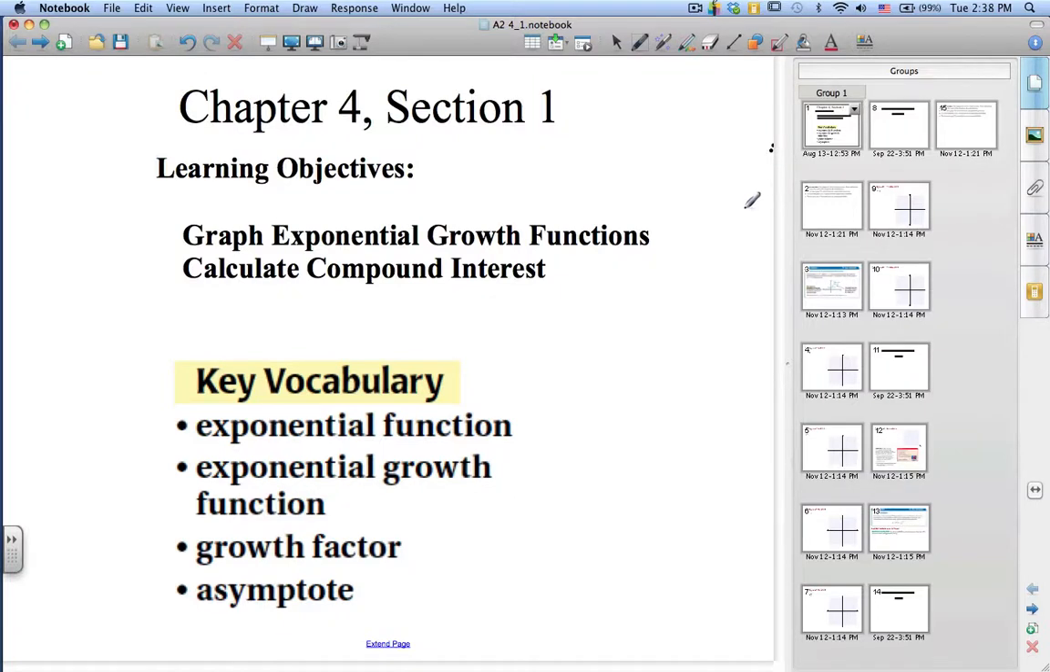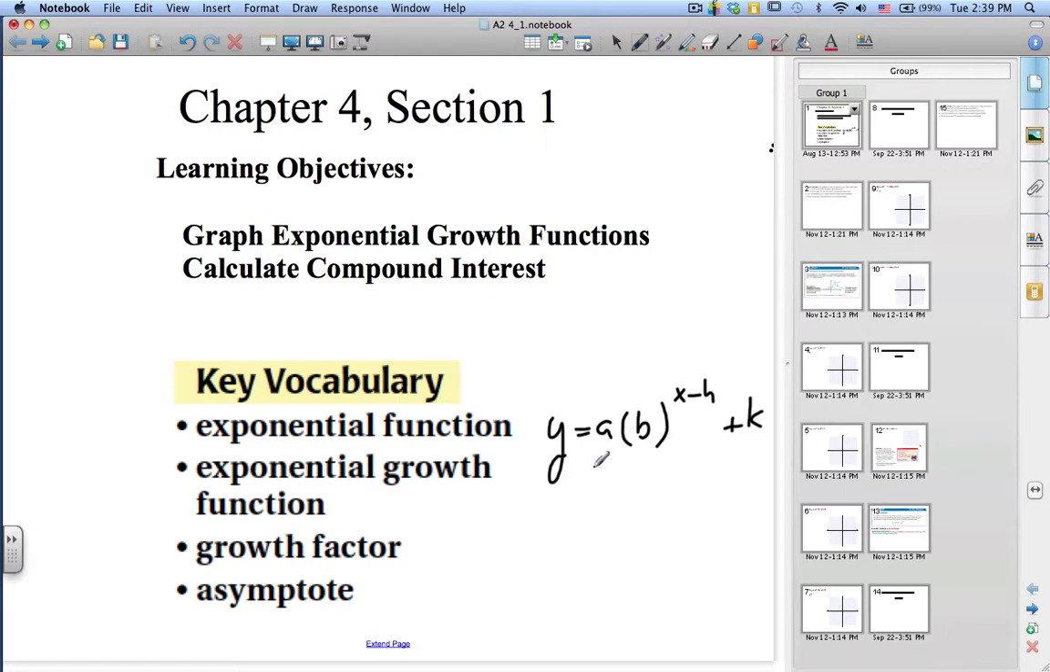So in section 4.1, we're going to work on graphing exponential growth functions and also on calculating compound interest using exponential growth functions. Key vocabulary you're going to need to know is what is an exponential function, and an exponential function is a function in this form: y is equal to a times b to the x minus h power plus k.